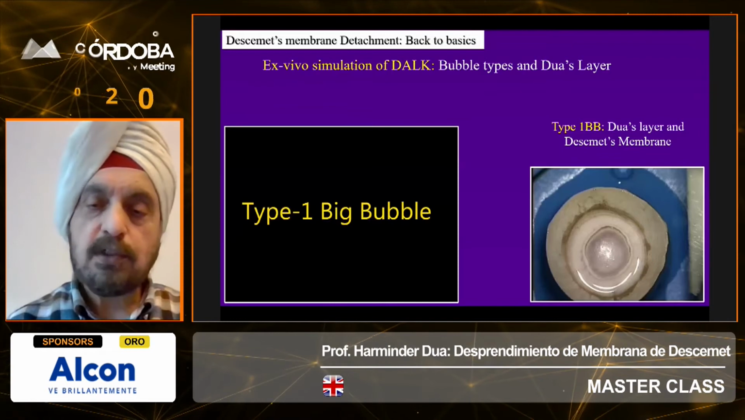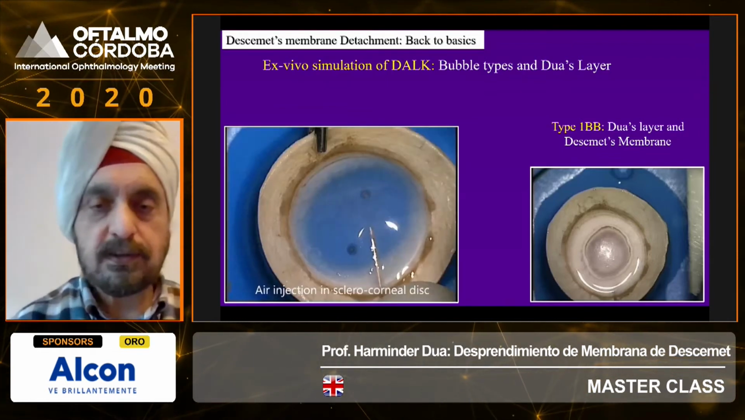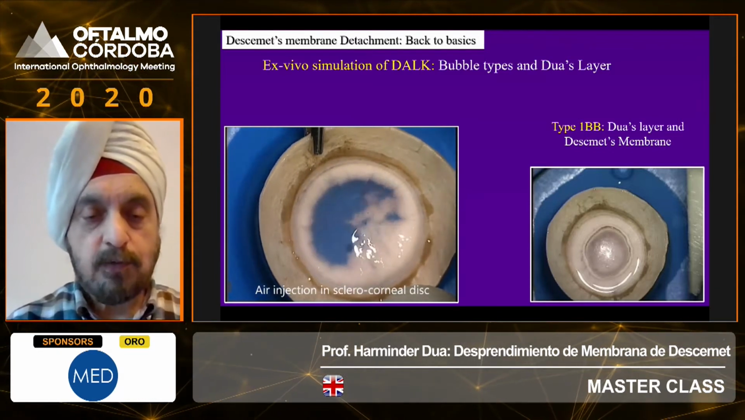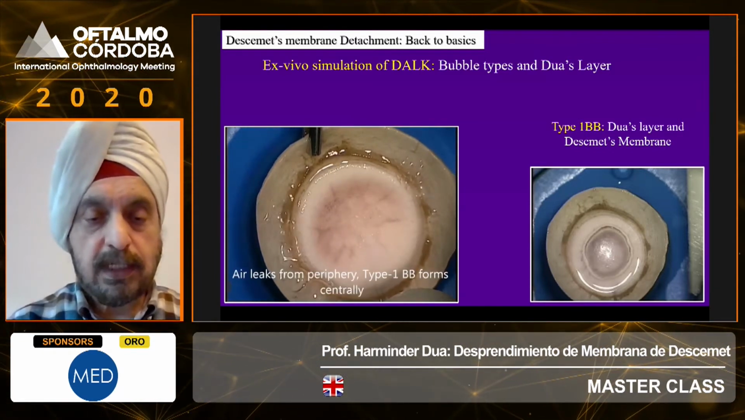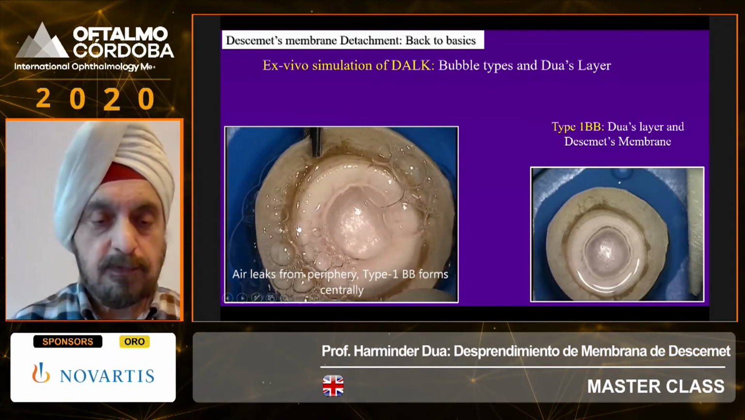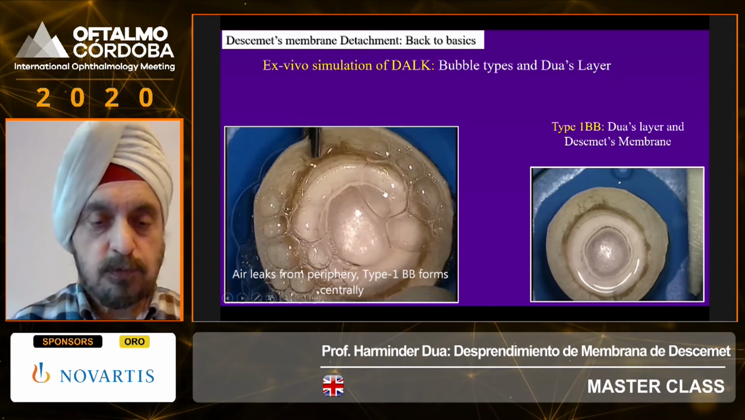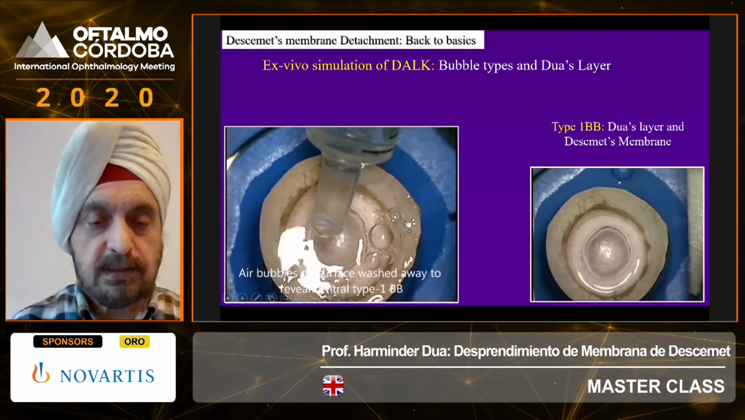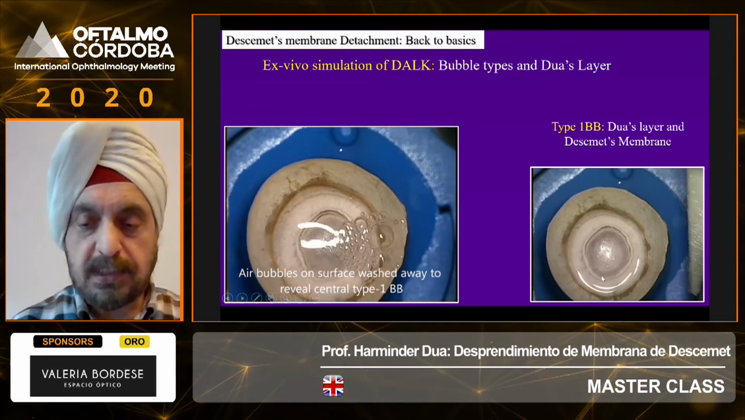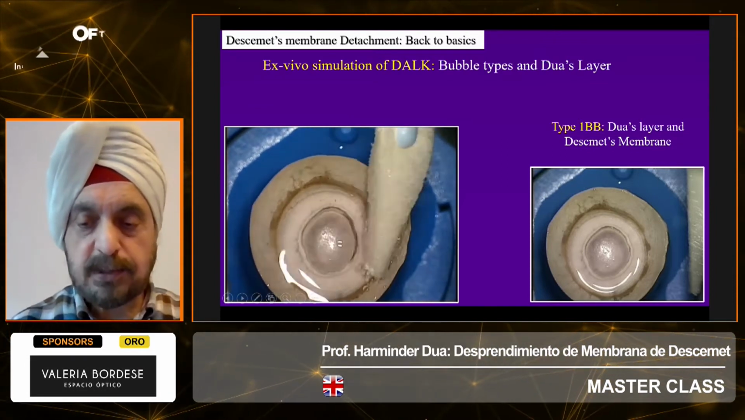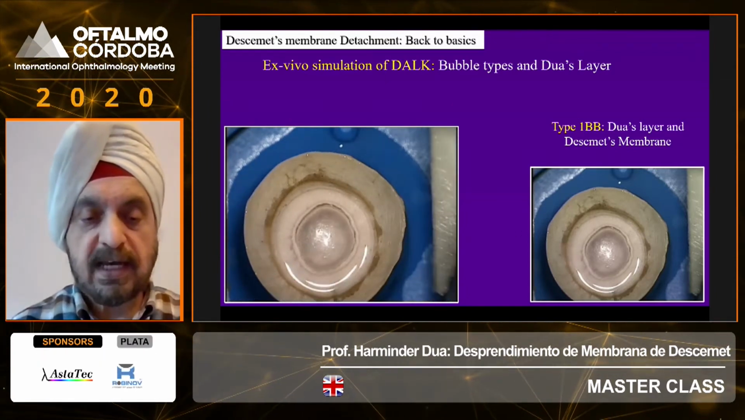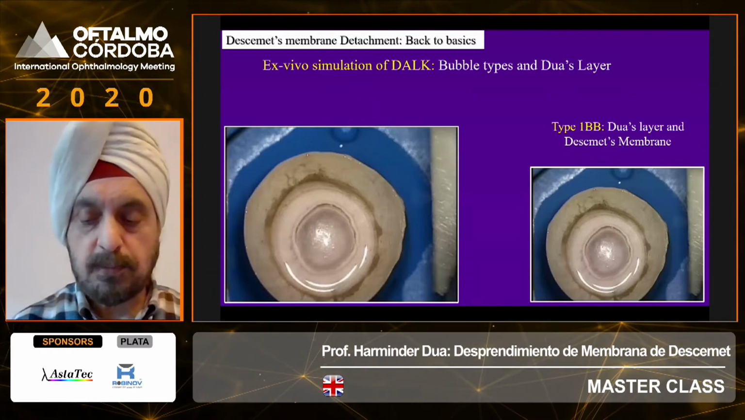Now, to understand what I'm going to tell you, let's go back to basics, just 3 slides. If you take a human cornea and inject air, you can see air escaping at the periphery, but what's more important is that in the center, a bubble forms, starts in the center and moves outside. This bubble is what we call the type 1 bubble, and it is made up of the pre-Descemet's layer and the Descemet's membrane. It's a separation of the pre-Descemet's layer, Descemet's membrane, and the endothelium. That's a type 1 bubble.